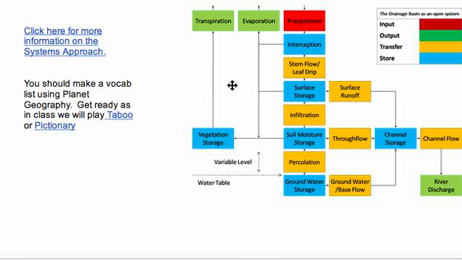So as we said before, there are different parts, and you will see that there are inputs, outputs, transfers and stores. In front of you you can see some basic terms, but I'd like you to have a look at planet geography and maybe go into Wiki to try to expand your vocabulary about the number of inputs, outputs, transfers and stores you've got. And prepare yourself for the lesson, because we are going to have a little game of either taboo or Pictionary. If you don't know what taboo or Pictionary is, have a click of these two links here. There's taboo, there's Pictionary, and we'll be playing that in the lesson.